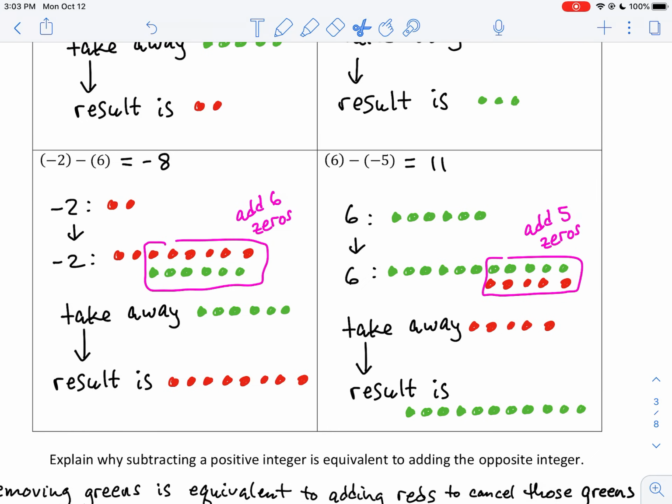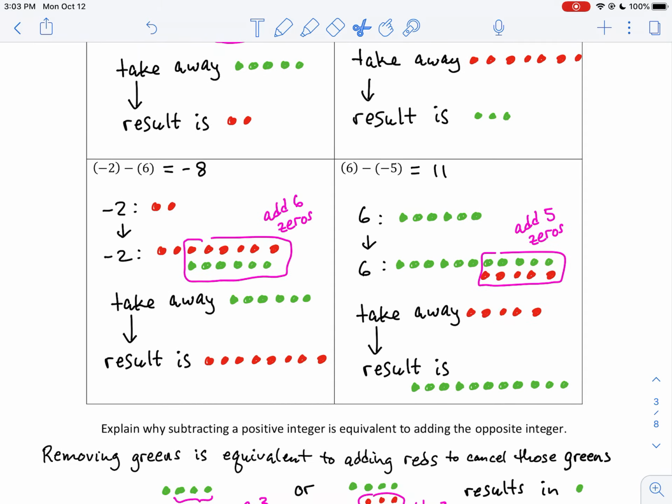And finally, 6 take away -5. Well, here's 6. There's no reds to take away, so I need to add them. And now I'm in a position where I can take away 5 reds, and that leaves, if I start with 6 and take away 5 reds, I wind up with 11 green dots, so 11.